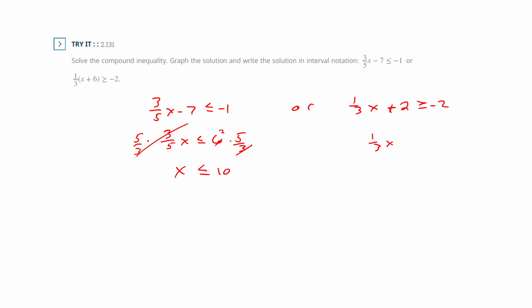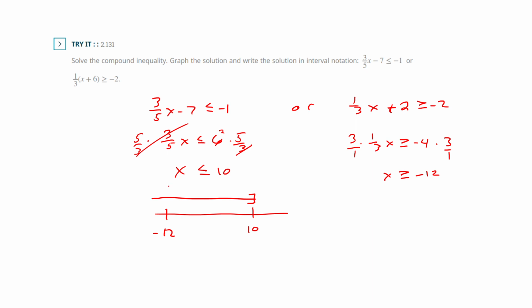Now we've got 1/3 x. So reciprocal here as well, on both sides. Okay, so x is less than or equal to 10, and x is greater than or equal to negative 12. So this one is going this way. This one is going this way. But it's an or, so I'm happy with either one of those. Well, every number has been covered, so it'd be negative infinity to infinity.